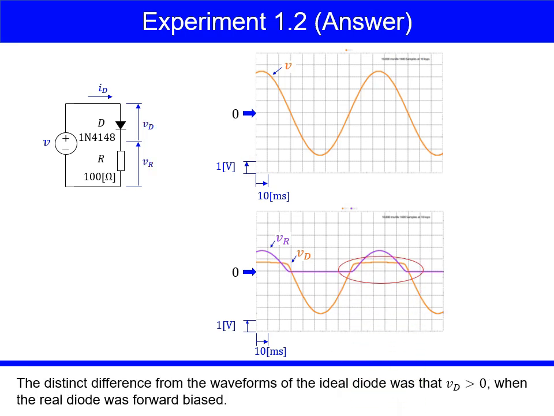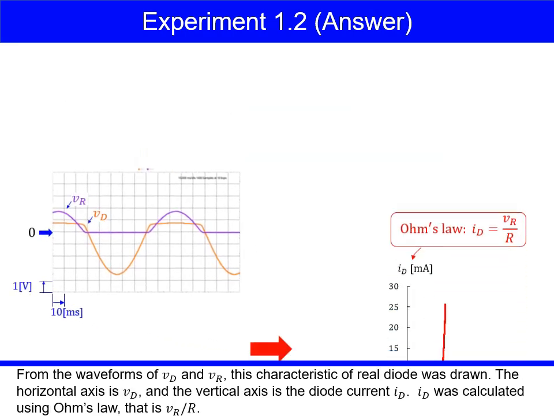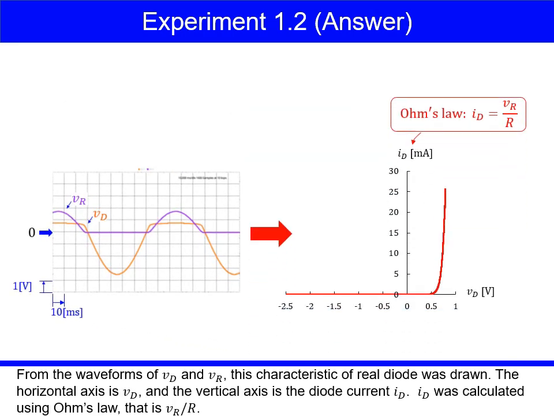The distinct difference from the waveforms of the ideal diode was that Vd is higher than 0, when the real diode was forward biased. From the waveforms of Vd and Vr, this characteristic of real diode was drawn. The horizontal axis is Vd, and the vertical axis is the diode current Id. Id was calculated using Ohm's law, that is Vr over R.